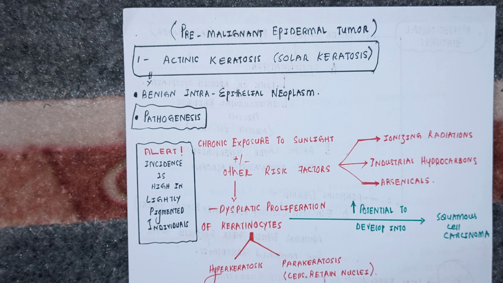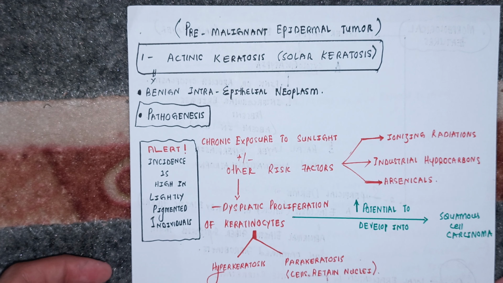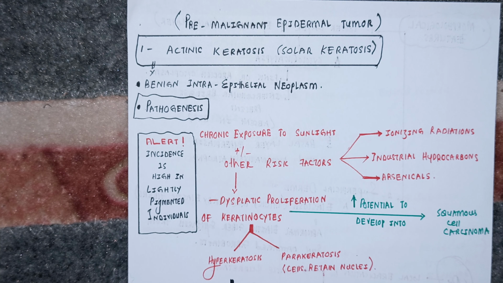Assalamu alaikum beta. In this video lecture I will deliver the lecture on a pre-malignant condition of the skin, that is actinic keratosis, also known as solar keratosis. This is the pre-malignant tumor of the skin, an epidermal tumor, and it has high potential to develop into malignant cancer of the skin, that is squamous cell carcinoma of the skin.